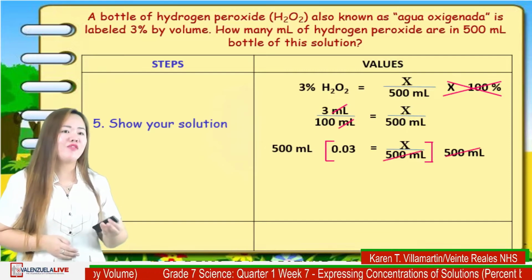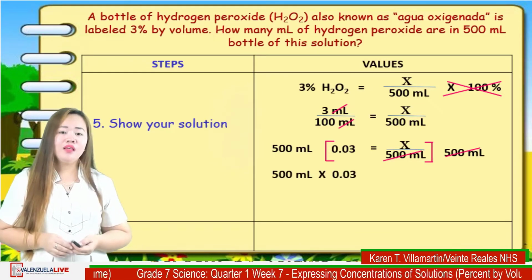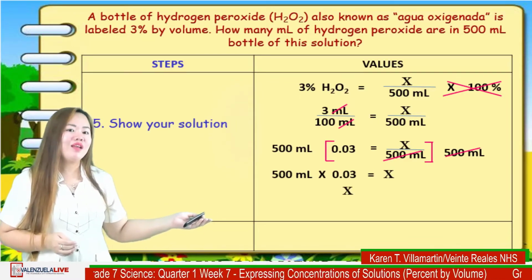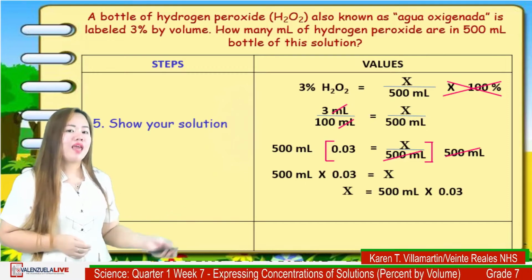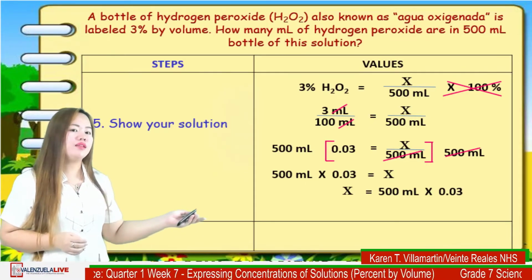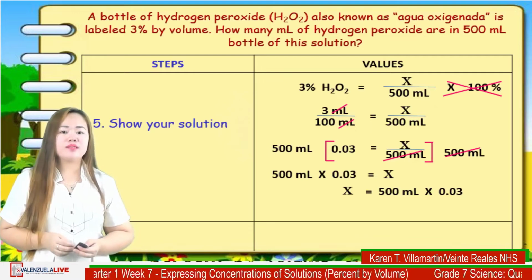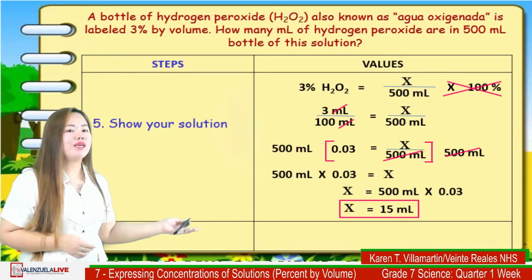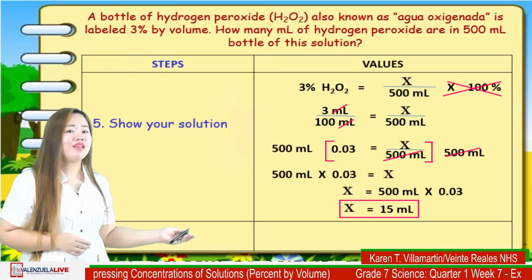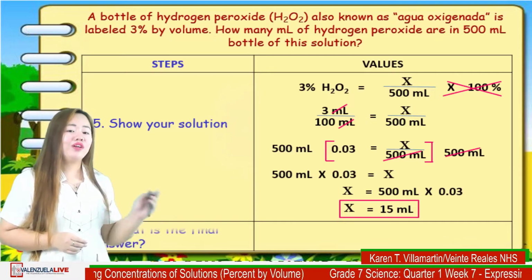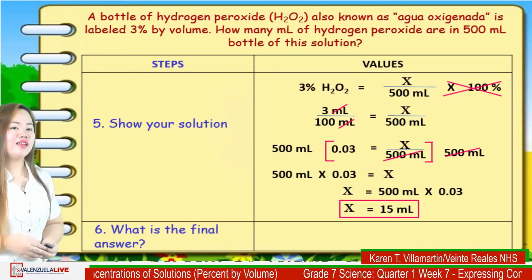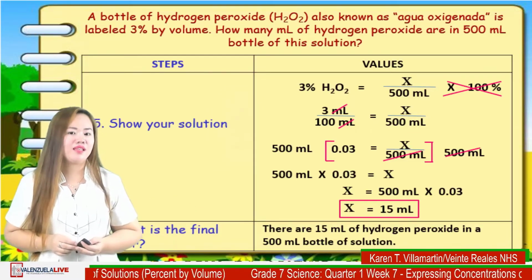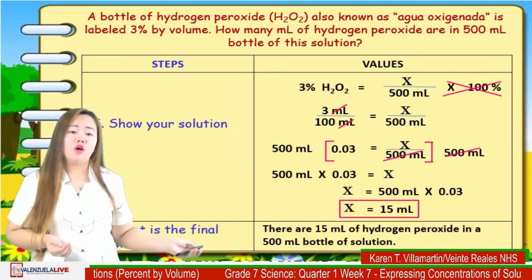So, cancel 500 ml. Now, we are left with only X on the other side. We can also simply write this as X equals 500 ml times 0.03. If we multiply the two, the result will be 15, then copy the unit, ml. Therefore, the final answer is there are 15 ml of hydrogen peroxide in a 500 ml bottle of solution.